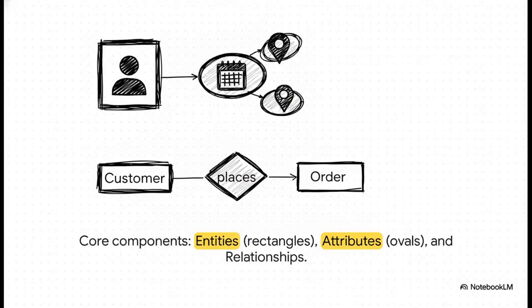Let's just break down the basic grammar here. The entities, the main objects, are shown in rectangles. Their properties, or attributes, are in these ovals. And the diamonds, those show the relationships between them. So for example, a customer places an order. It's a simple visual language, but it describes a really complex data structure.